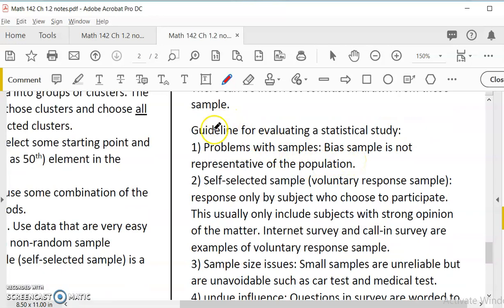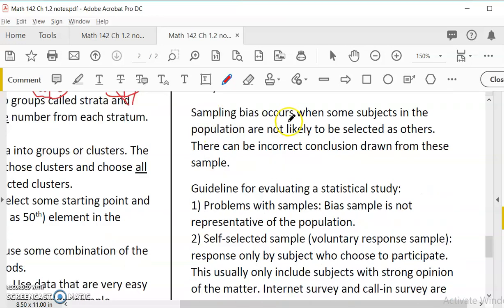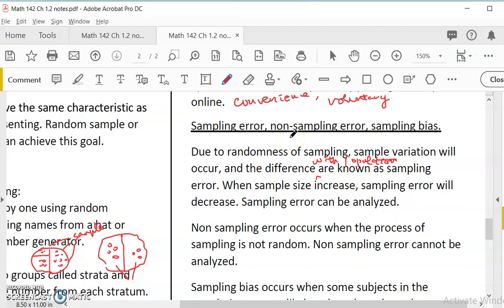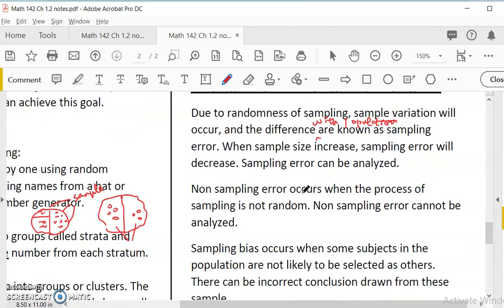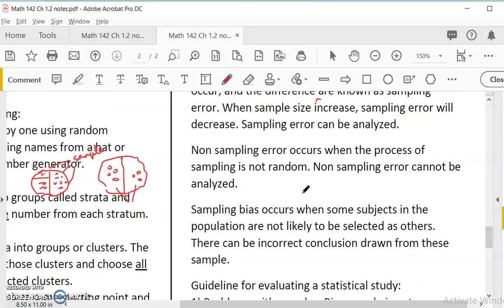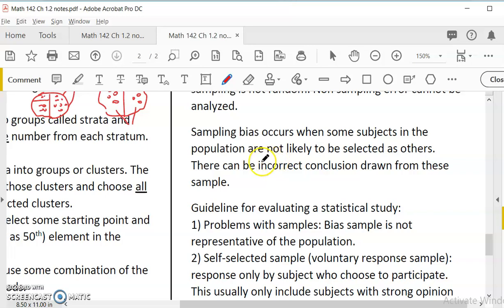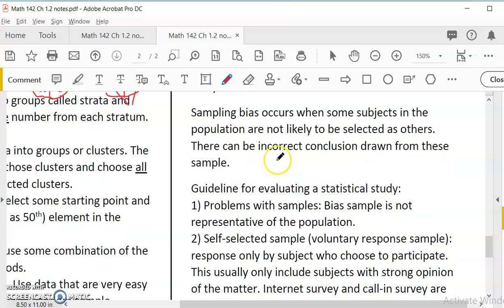And so the last thing we want to do is, of course, when we collect a sample, we want it to be representative so that it can represent this population, and because of that we can draw conclusions from the sample to represent the population. Other than sampling, there are other guidelines that contribute to a good statistical study.